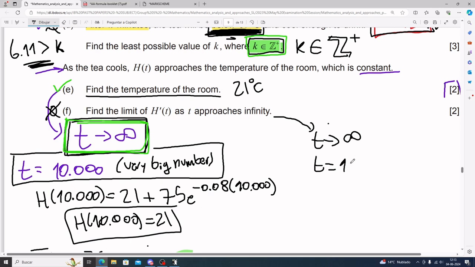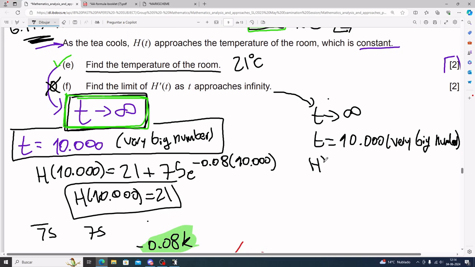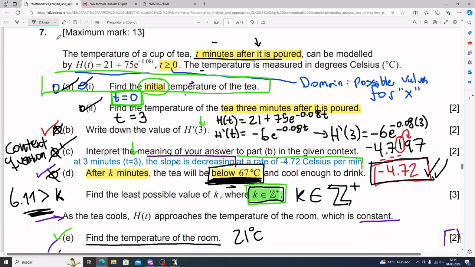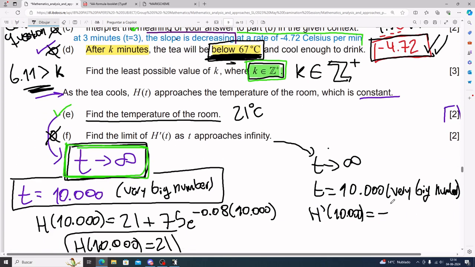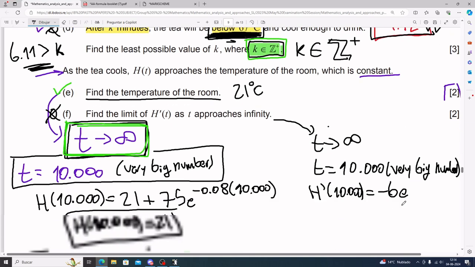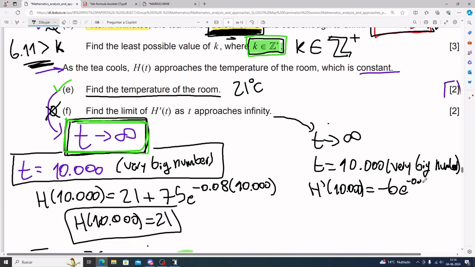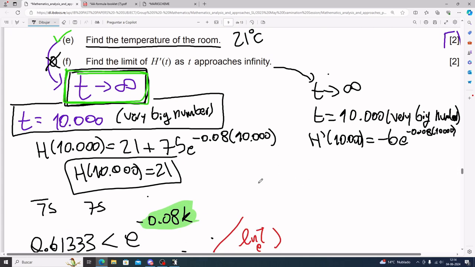I'm again going to plug in t equals 10,000 because I'm telling you that works. And again, it's just going to be a very big number. And so if you go ahead and take your derivative and plug in 10,000 into it, well, we did establish earlier that the derivative was this guy here. And so you plug in 10,000 there, you end up with negative 6 times e to the power of negative 0.08 times 10,000.